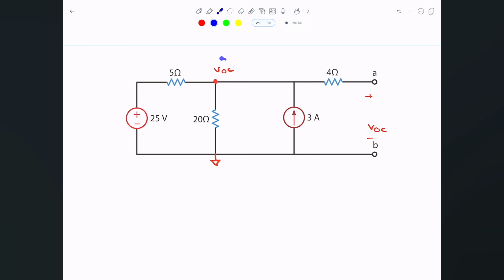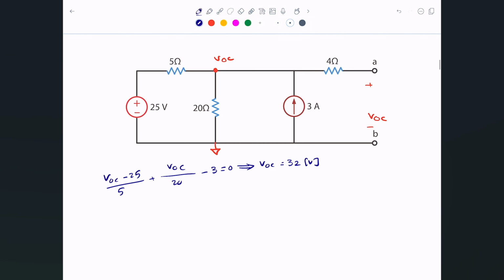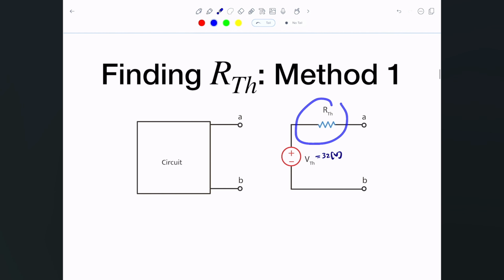All right, so all I have to do is write one nodal equation here. That will be V open circuit minus 25, divided by 5, plus V open circuit divided by 20, minus 3 amps equals 0, and that should give you a V open circuit, hopefully, of 32 volts, as we've seen before. So now we were able to find the V Thevenin. Now we know that this one here is 32 volts for that particular example circuit. Good. Now what we need to do is figure out the R Thevenin. As it turns out, there are 3 methods to find this R Thevenin, depending on the original circuit and how it looks.